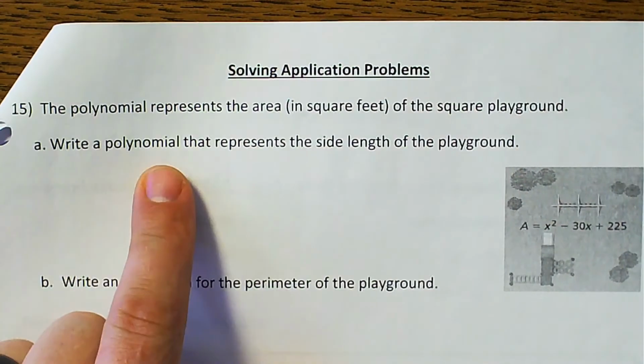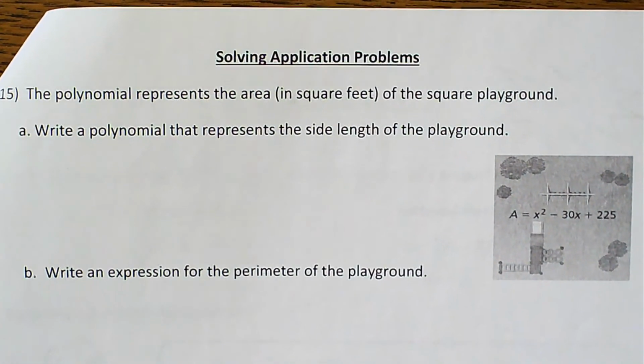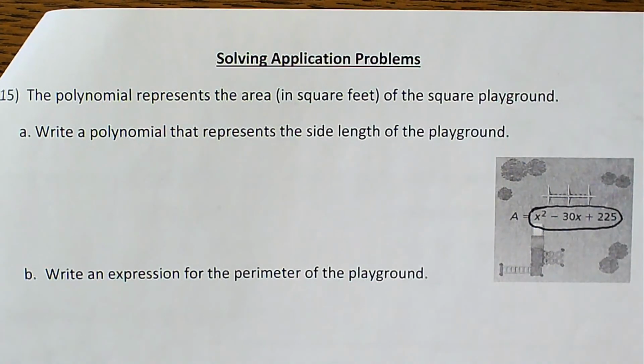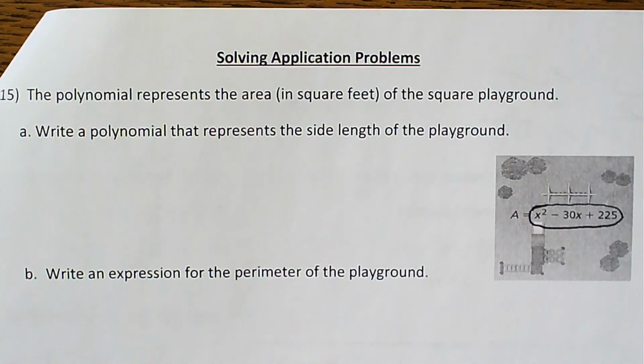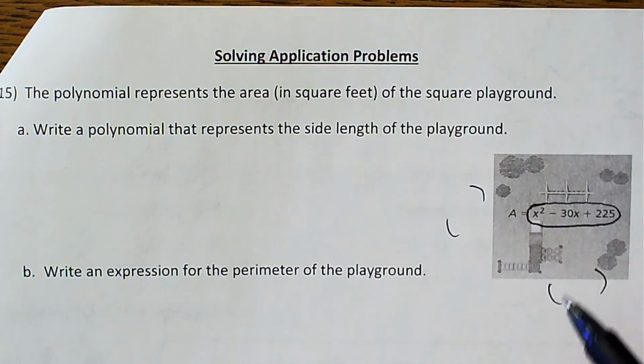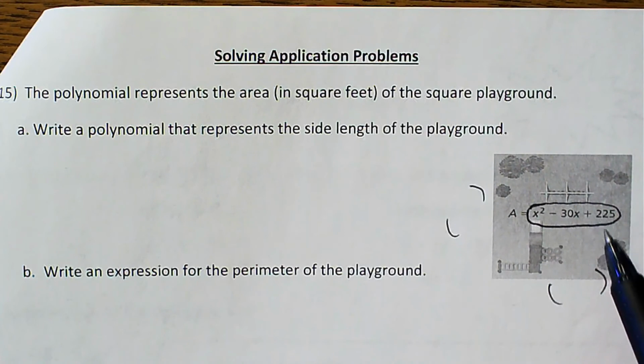It says write a polynomial that represents the side length of the playground. Well, if the area is x squared minus 30x plus 225, first of all, how do you find the area of a rectangle? Length times width, right? So there's going to be two binomials that multiply together to give me this. Those will be the length and the width. Okay, now we've already established those should probably be the same because it's a square. So if we work this out and they're not the same, then we did something wrong.